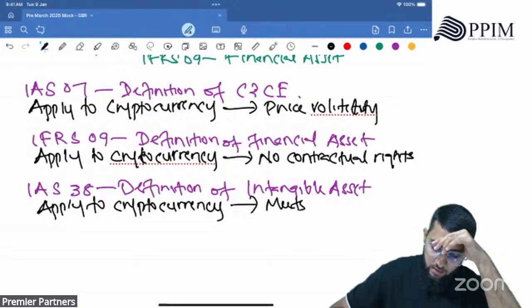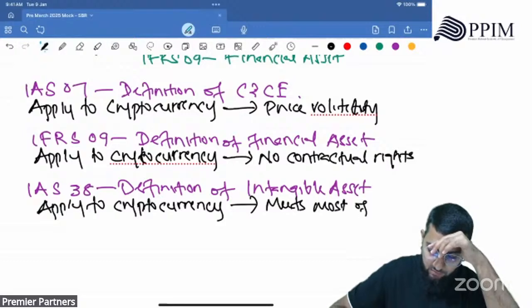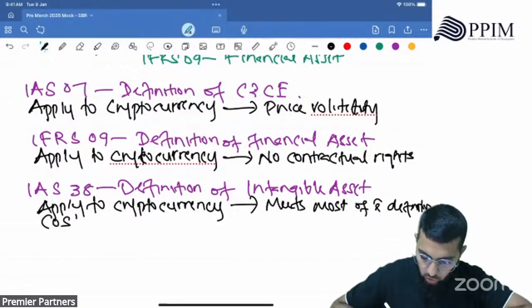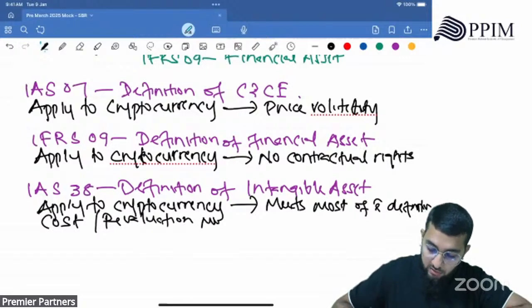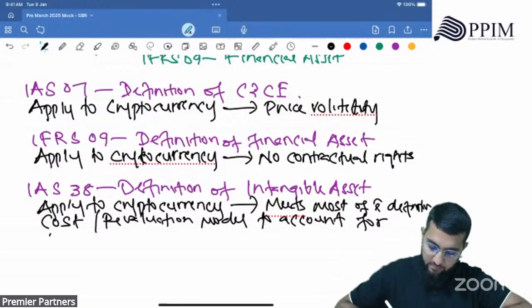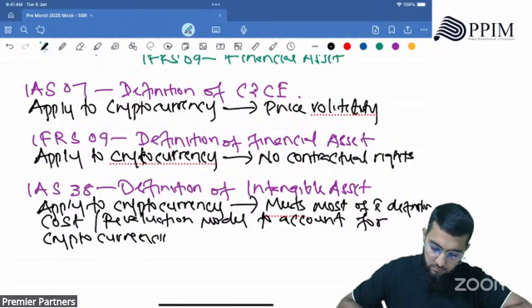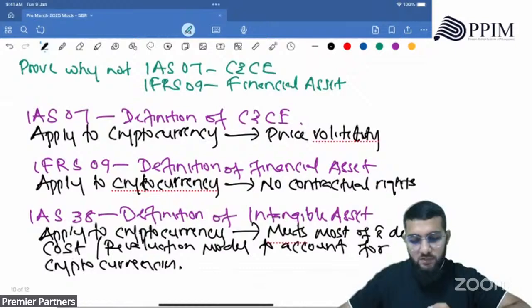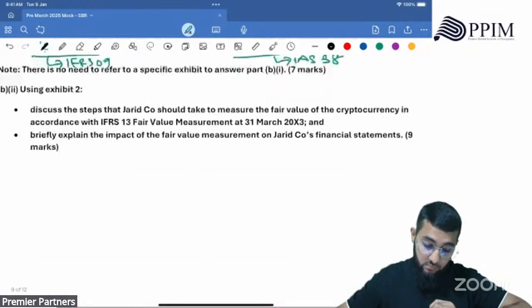It meets most of the definition. Then you also have to mention how you can use the cost or revaluation model to account for cryptocurrencies. So in this way, structuring your answer would get you marks. Okay.